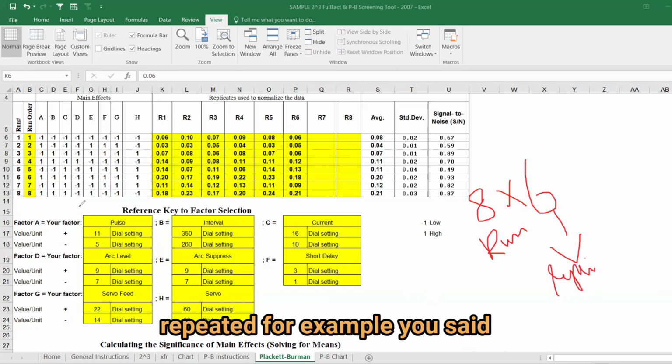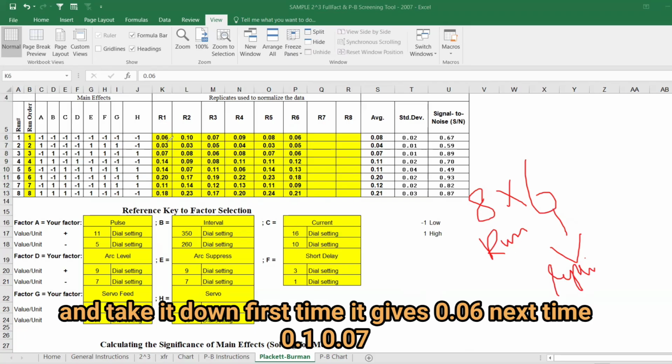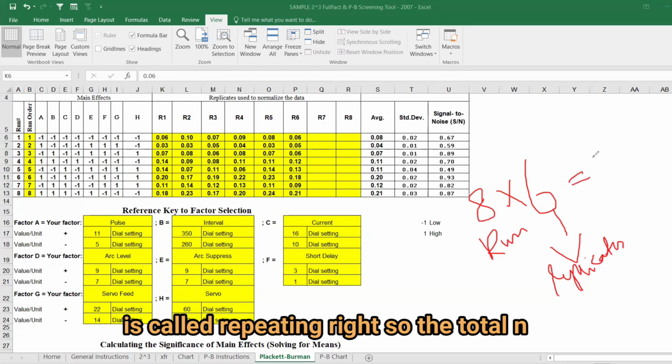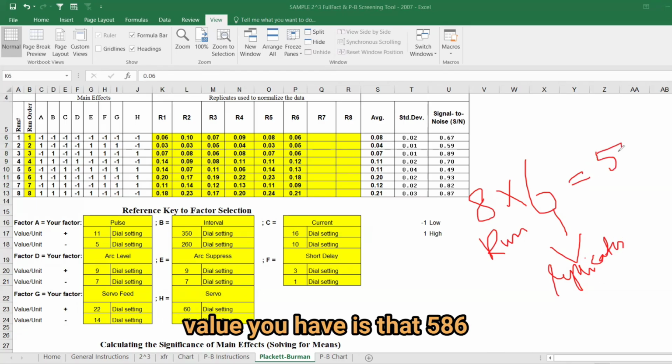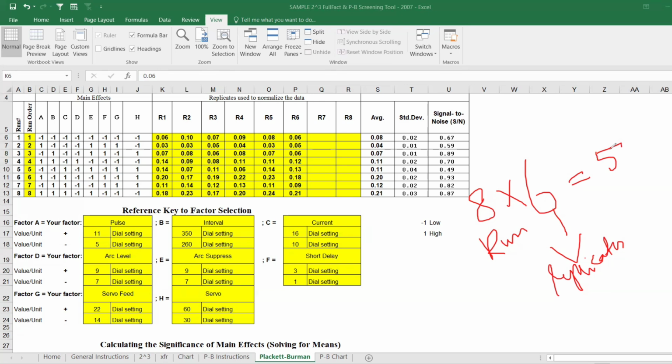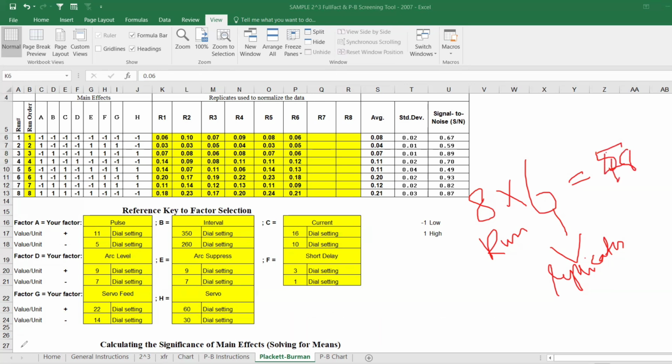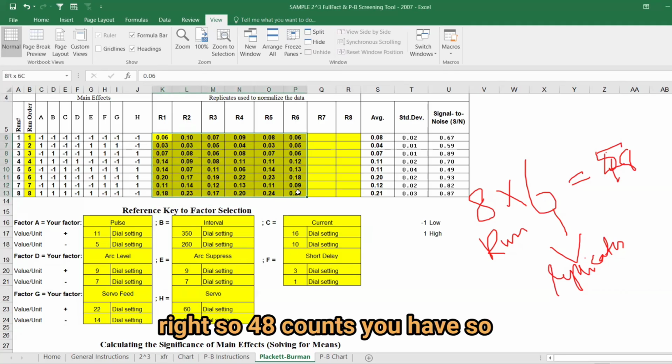For example, you set the reading and take it down. First time it gives 0.06, next time 0.1, 0.07, and this is called a replicate. In other words, it is called repeating, right? So the total n value you have is 48, right? 48 values you have. So 48 counts you have.